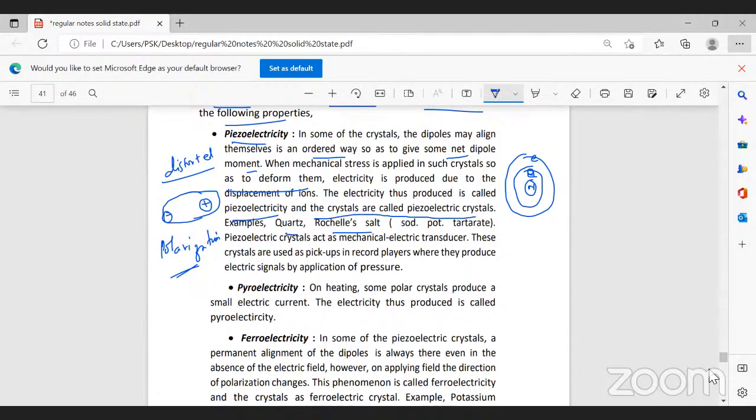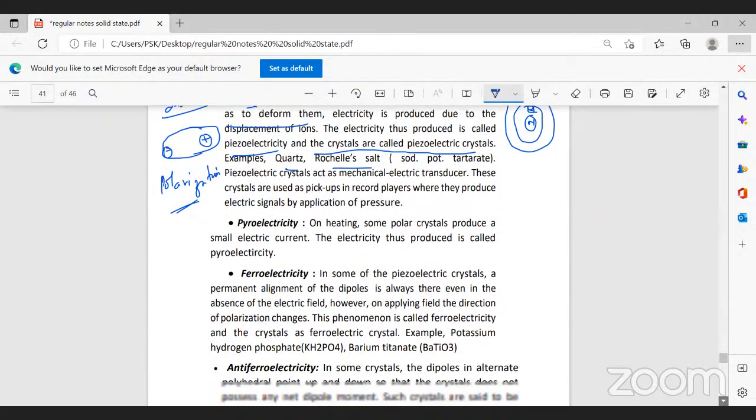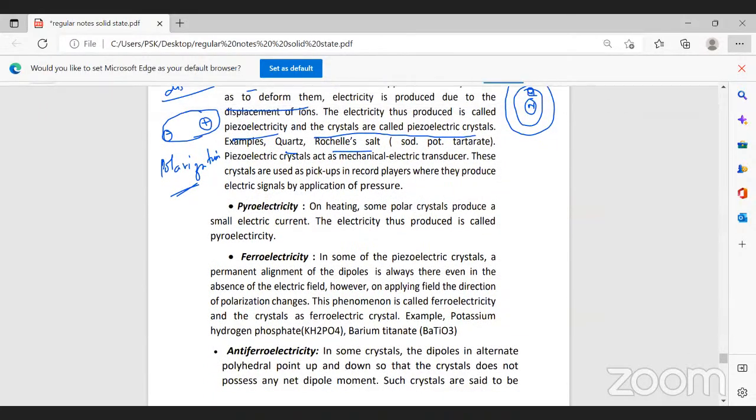You should remember this. The next one is pyroelectricity. On heating some polar crystals, you should know what polar crystals are, we have learned it in the first class. A crystal which has polarity, like NaCl, is a polar crystal. On heating, it produces some electric current. The electricity thus produced is called pyroelectricity. Pyroelectricity means a polar crystal on heating produces a small electric current.